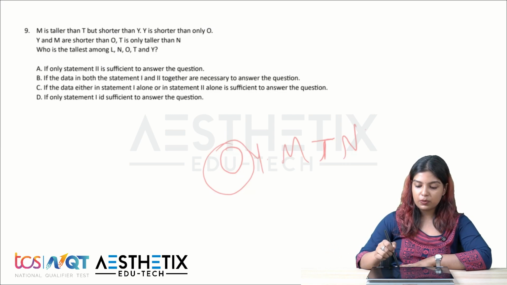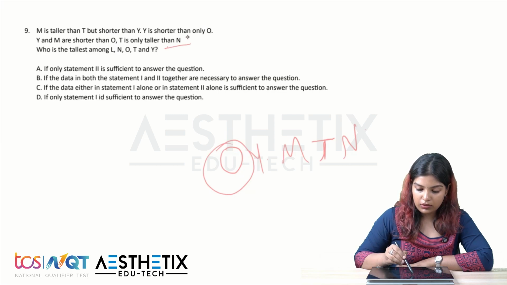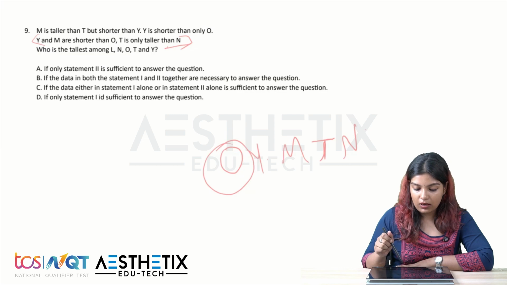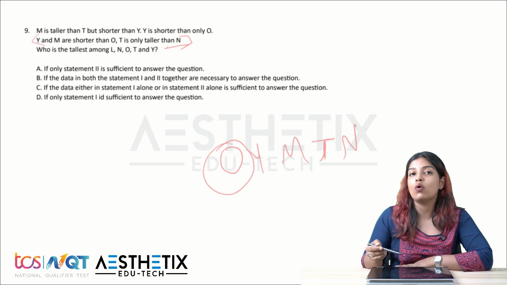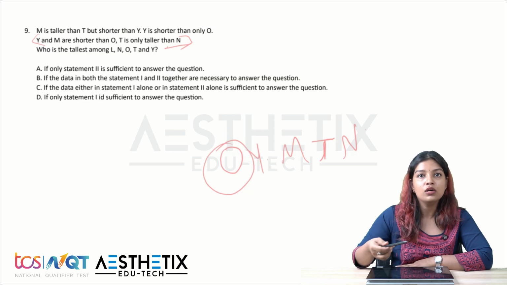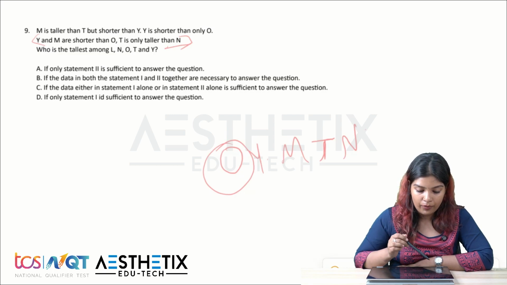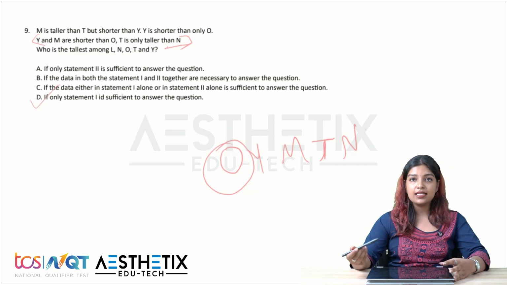So for this particular question, we need not use the second statement, because we can solve it using the first statement alone, because it is given M is taller than T but shorter than Y. Y is shorter than only O is mentioned. Okay, if it's only O, it obviously means there is only one person who is ahead of Y, which is O only. So O is the tallest person. We do not need the second statement to answer the question. So the question can be answered using the first statement alone. Okay, so if only one statement is sufficient to answer the question, option D is the right answer.